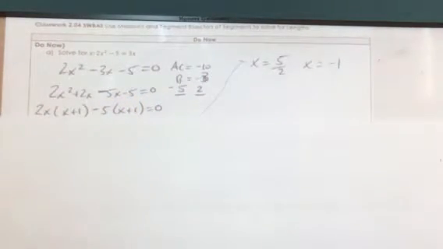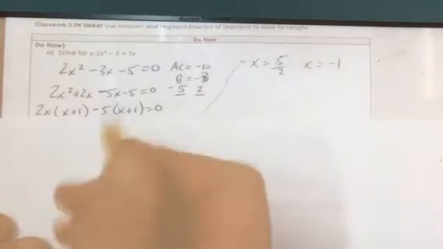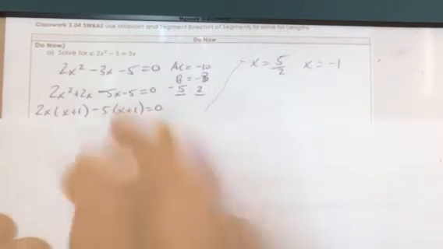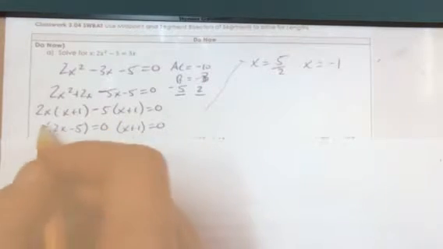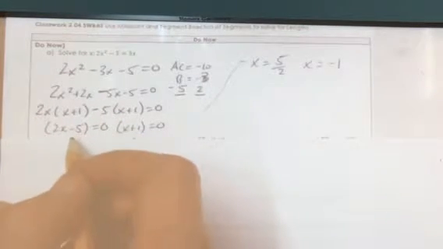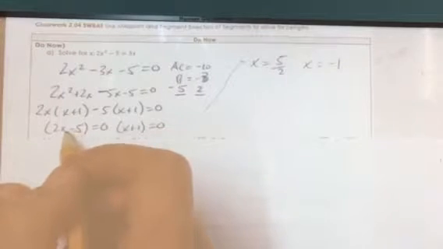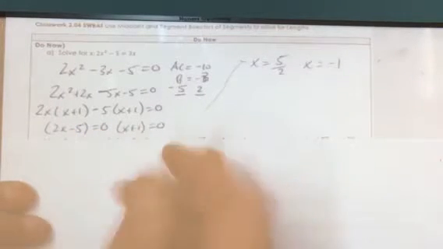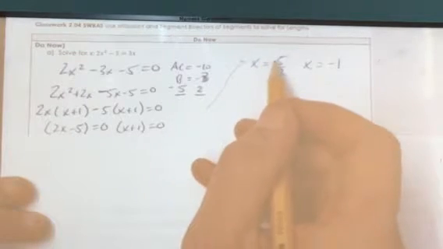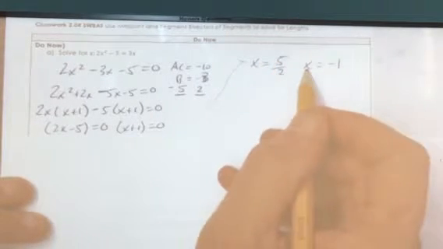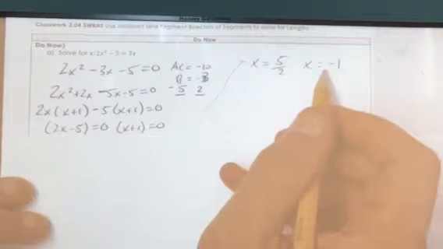So now we have the information for the two factors. One of the factors is x plus 1, coming from the inside. The other factor is this 2x minus 5, coming from the outside. We set each of those equal to 0. We solve for our solutions, x equals positive 5 over 2, x equals negative 1.